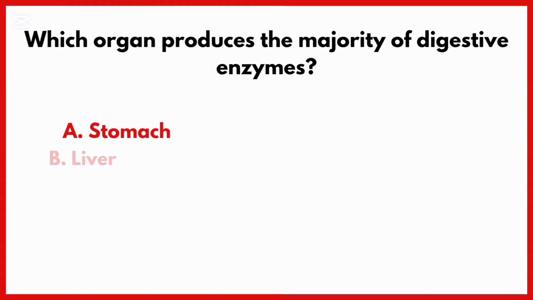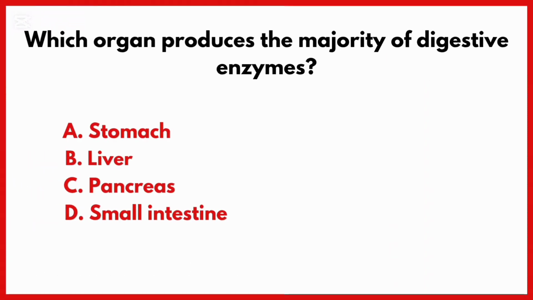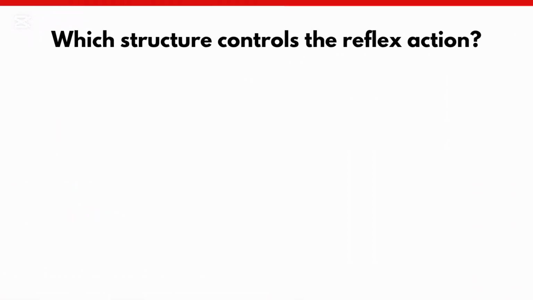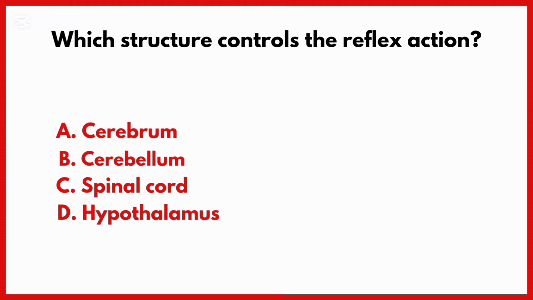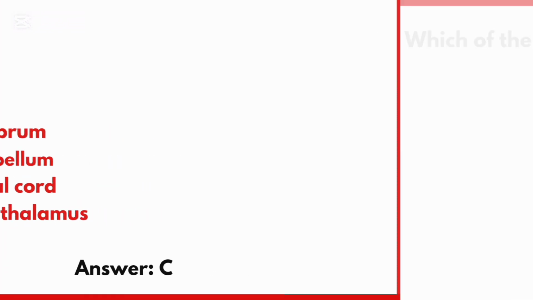Which organ produces the majority of digestive enzymes? Correct answer is option C, pancreas. Which structure controls the reflex action? Correct answer is option C, spinal cord.